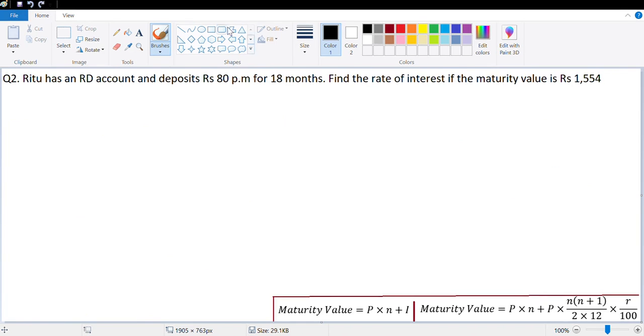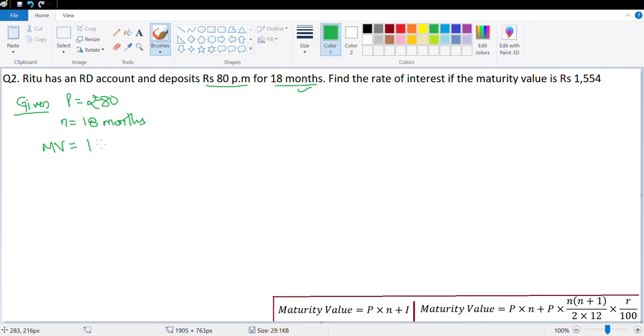The next one that we're doing is question number 2. It says Ritu has an RD account, deposits 80 per month, which means principal is given equal to rupees 80 and N is given equal to 15 months. Not 15, 18. Why did I say 15? 18 months. Rate of interest, if the maturity value is 1,554.